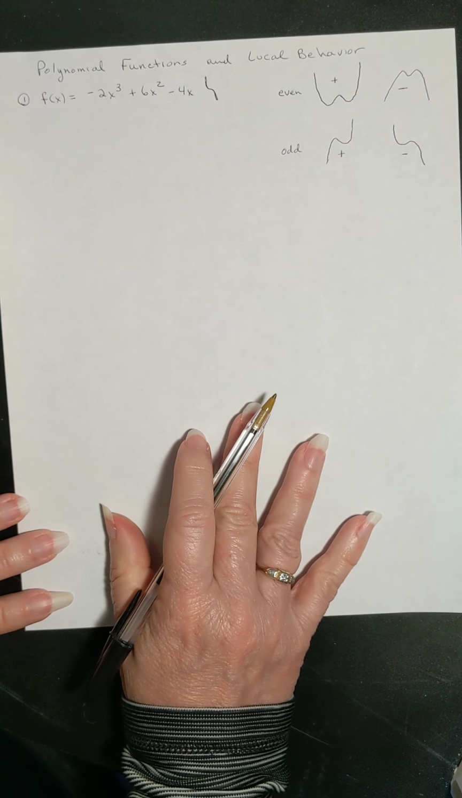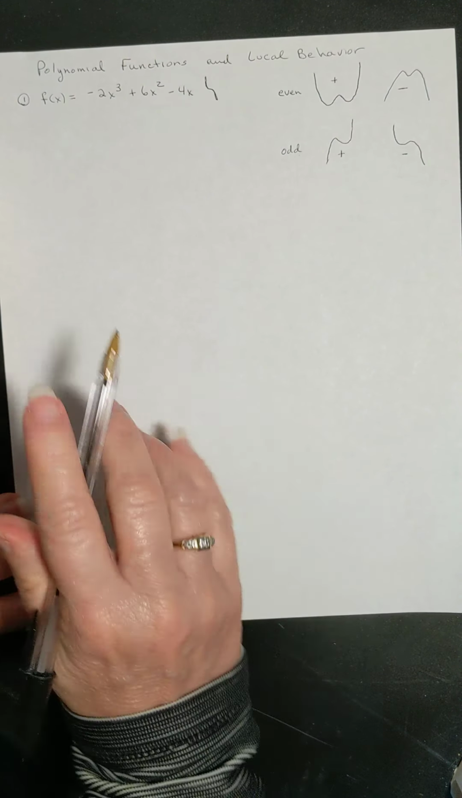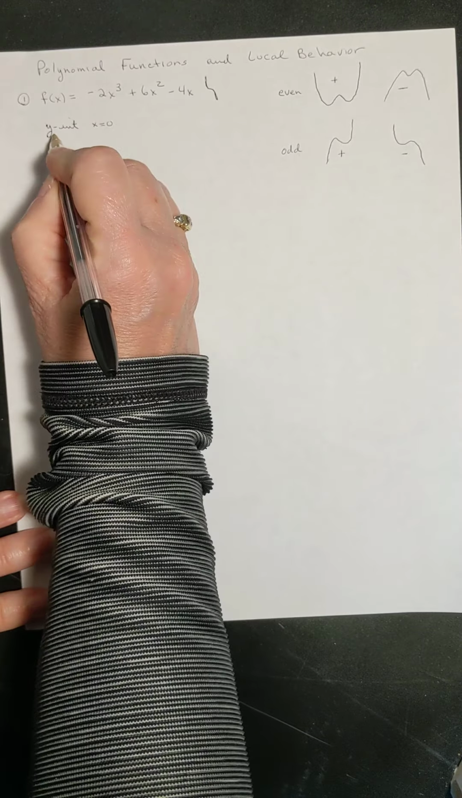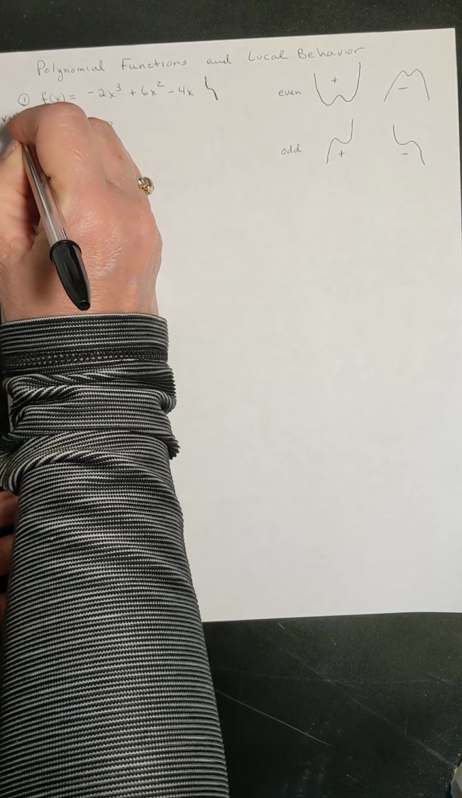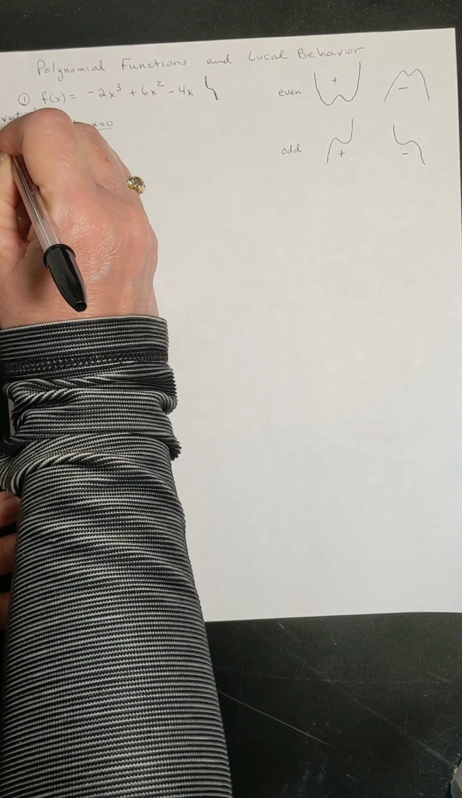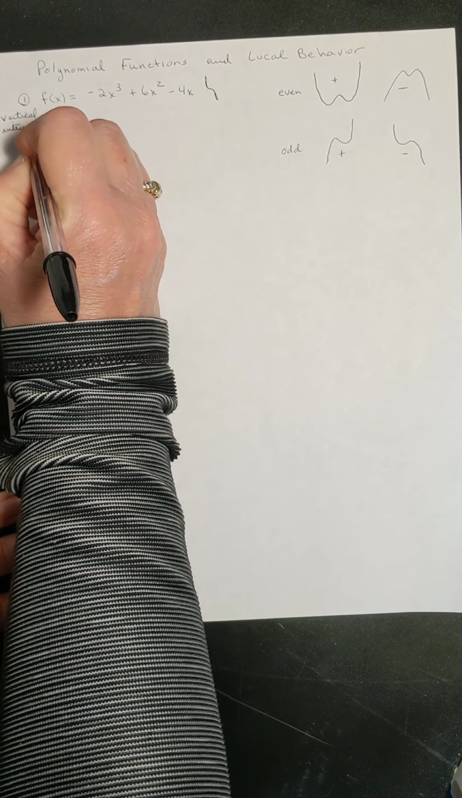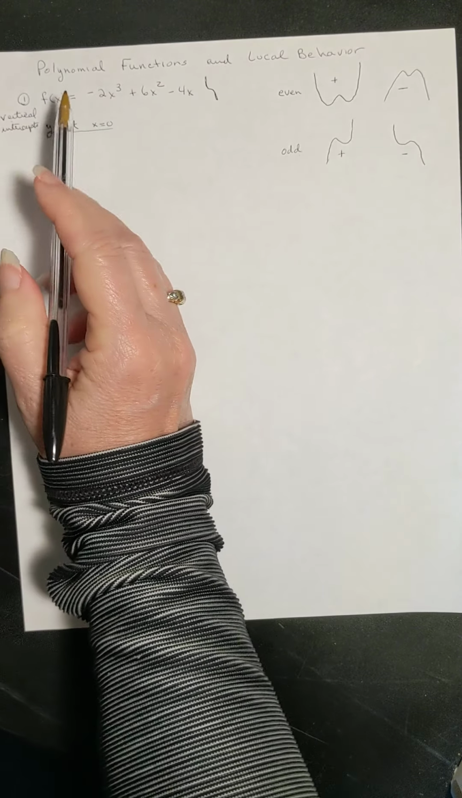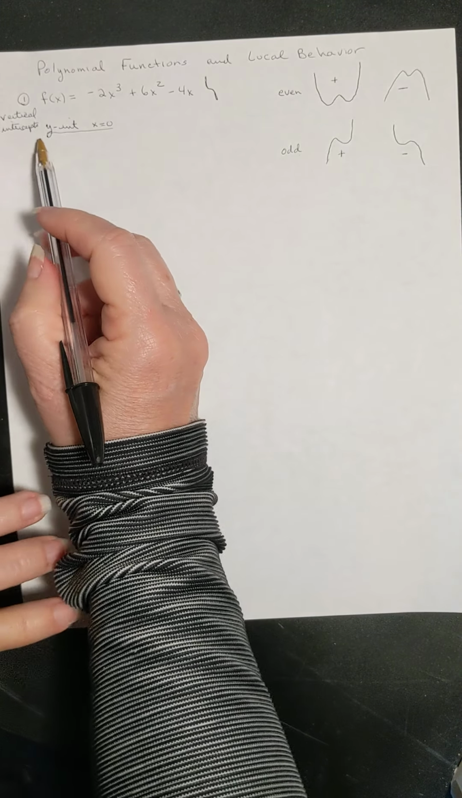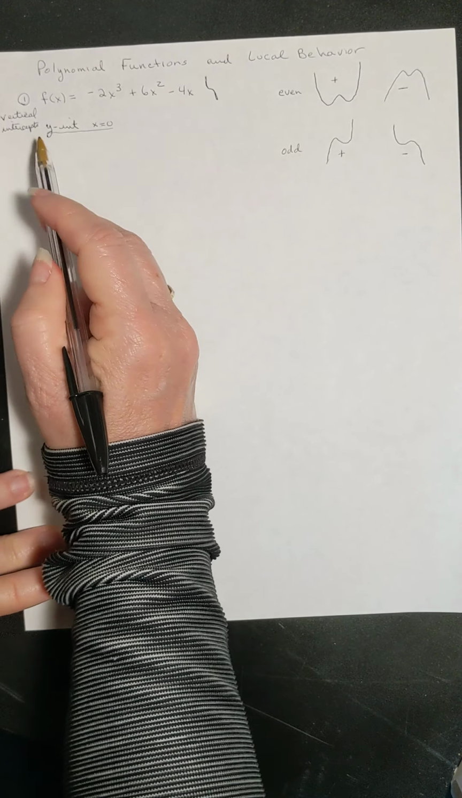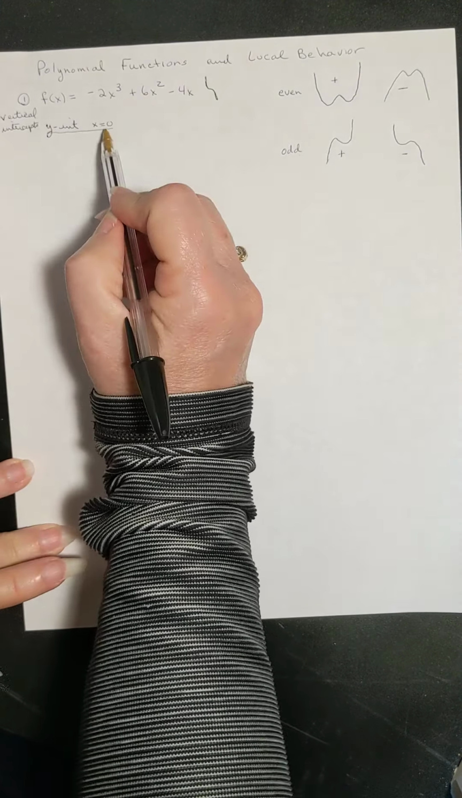All right, so with the local behavior, I am going to find my x and y intercepts. First of all, let's look at our y-intercept, and that's where x is equal to 0. These are also called vertical intercepts because the y-axis is the vertical axis. Okay? So for the y-intercept or vertical intercept, you're going to let x equal 0.